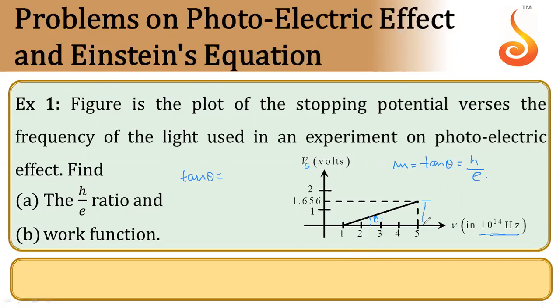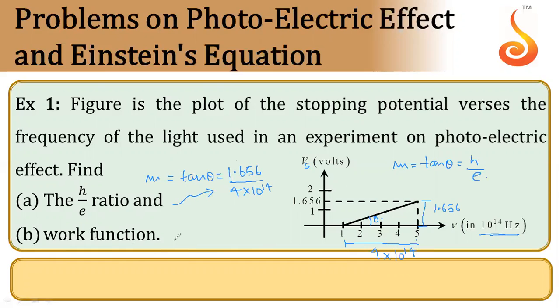So this length is 1.656, and from here to here the distance is 4. But it is in 10 raised to power 14 hertz, so that is 10 raised to power 14. So tan theta will be perpendicular 1.656 divided by base, that is 4 into 10 raised to power 14. So just solve this value and you will get the slope, and we know slope is equal to h by e, so we have got the value of h by e.